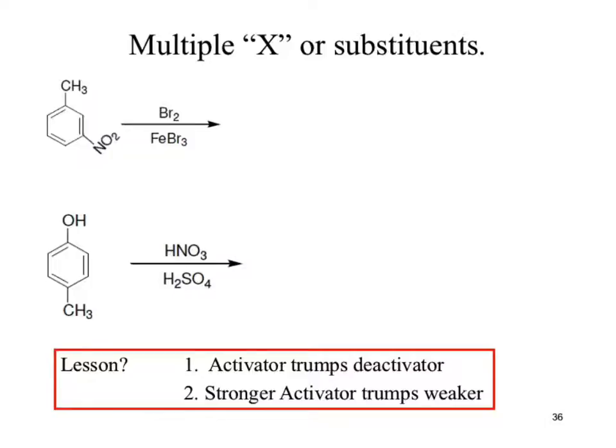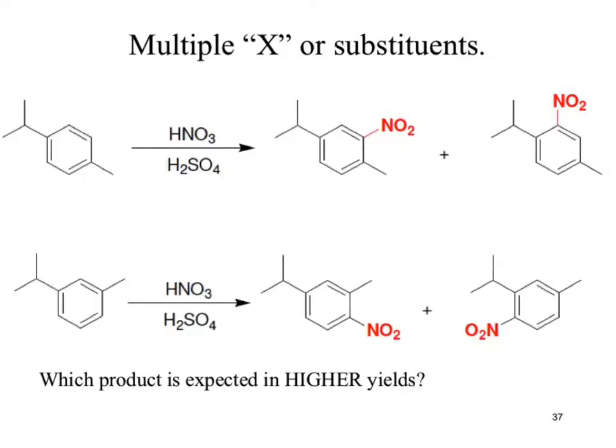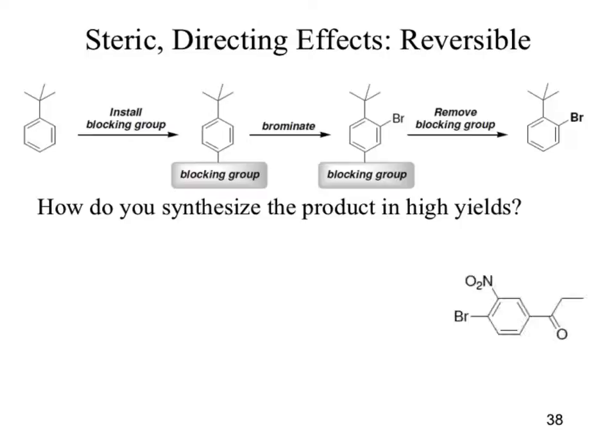Our activator will always trump the deactivator, and then it's the stronger activator. Well, didn't we say the halides were deactivators? Well, it's still a stronger activator, because it goes to the parent. Or a weaker deactivator. So yeah, your yield may not be great, but it's there.